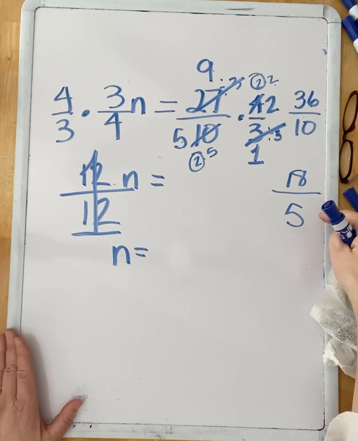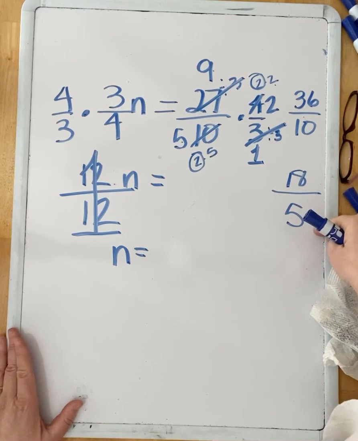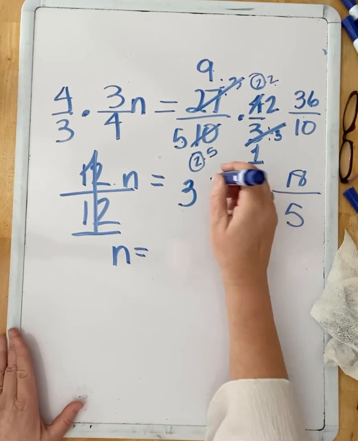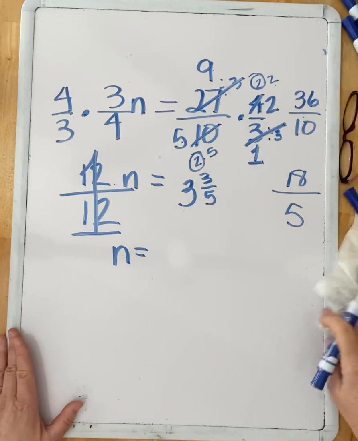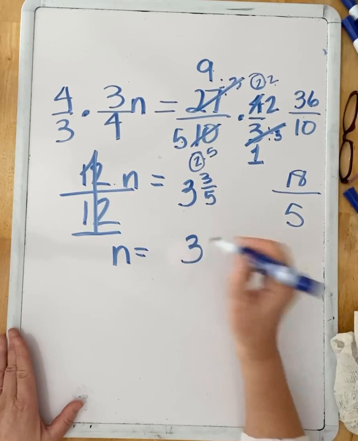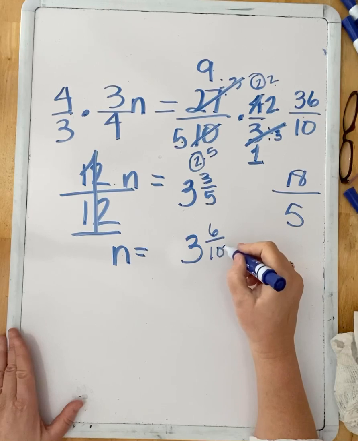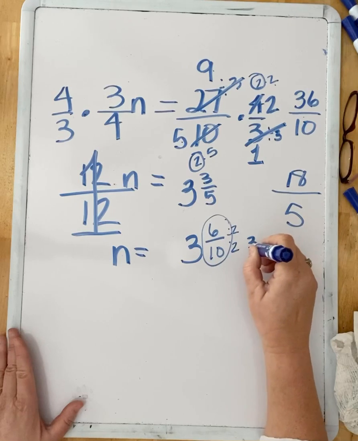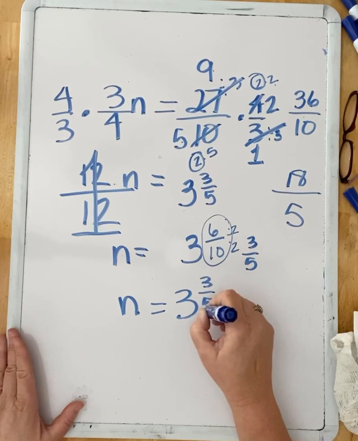It doesn't really matter, except if you use this one, you're not going to have to simplify the next fraction. So if I make this into a mixed number, how many 5s go into 18? That's 3. And how many are left over? 3/5. If I do it like this, how many 10s in 36? I have 3. And then I have 6 left over. My denominator is 10. So here I'm still left with simplifying this part of the fraction. If I divide both of these by 2, I get 3/5. So n is equal to 3 3/5.